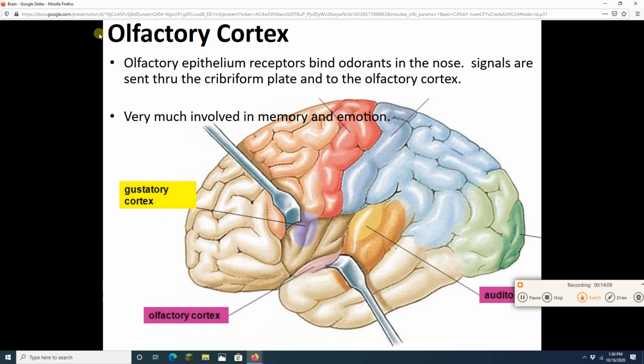That smells can arouse a certain memory. Okay.